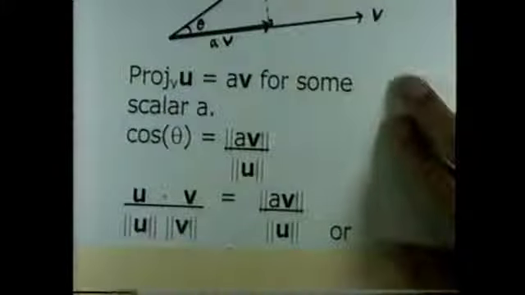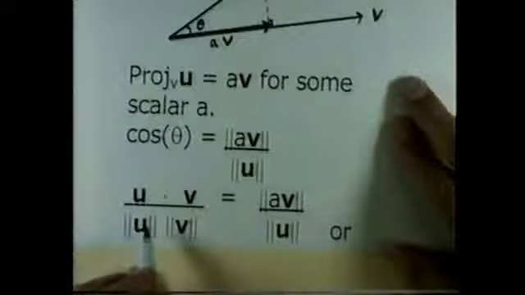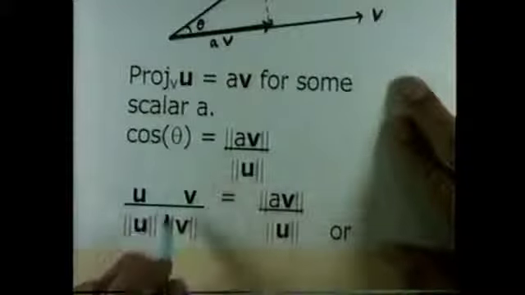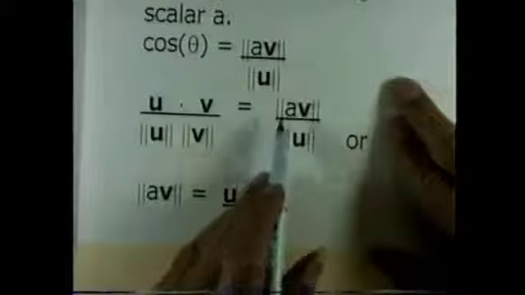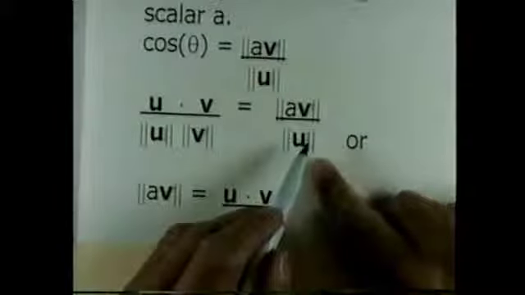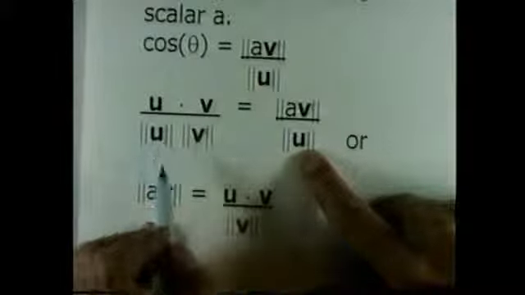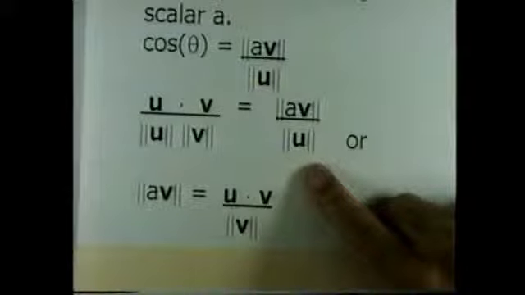Well, we already know that cosine theta is U dot V divided by the length of U times the length of V. So I replace cosine theta by what it is equal to. Or, if I solve for the length of AV, I would just multiply through by the length of U. Well, if I multiply through by the length of U, I cancel these two out. So I get the length of AV is U dot V over the length of V.